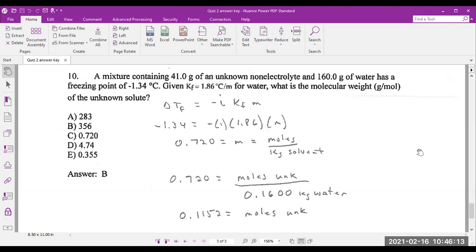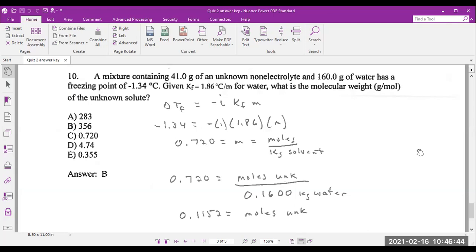So we have 3 of the 4 variables in our equation known. The one we don't know is molality, so we'll solve for that, and we get 0.20 molal. Remembering that molality is moles per kilogram of solvent, if we go back up and look at the problem, we were told that we have 160 grams of water. So that's the grams of solvent that we have.